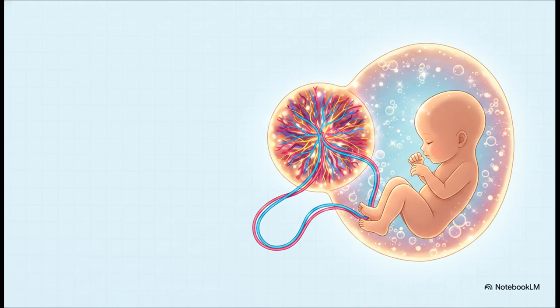Second, you have the umbilical cord, which is the physical pipeline connecting the fetus to that placenta. And third, the amniotic sac and fluid. This acts as a literal shock absorber to protect the fetus from everyday bumps and movements.